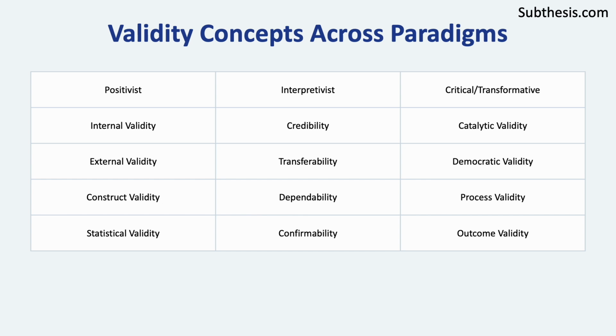Validity concepts differ across paradigms, but can be integrated in transdisciplinary research. Positivist paradigms emphasize internal, external, construct, and statistical validity. Interpretivist paradigms focus on credibility, transferability, dependability, and confirmability. Critical and transformative paradigms prioritize catalytic, democratic, process, and outcome validity. Transdisciplinary research honors all these validity frameworks using criteria appropriate to each method while creating meta-validity spanning paradigms.